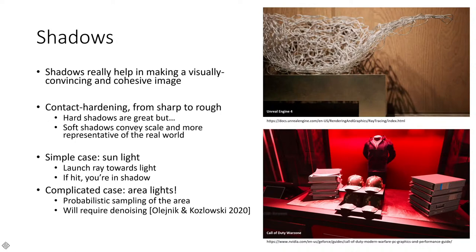Though maybe our art director is fine and wants hard shadows too, with minimal penumbra. So the simple case of a directional sunlight can be implemented by sampling random directions in a cone towards the light and treating it like an area light. But the thing is, the wider the cone angle, the softer the shadows, so the more noise you'll get, and so you'll have to filter and denoise it. You can launch more than one ray if you want, but it will still require some filtering. As you probably guessed, the complex case here is area lights, where you need to sample across the area.